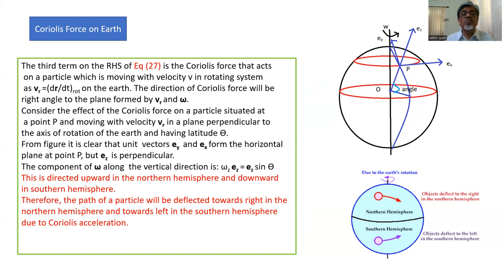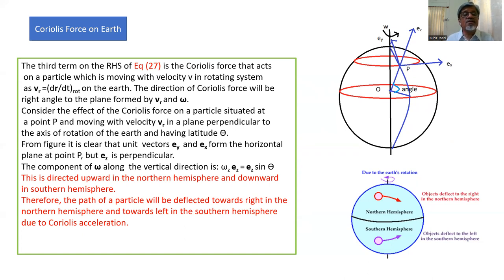The direction of the Coriolis force will be at right angle to the plane formed by v_r and omega. In the right-hand side figure, consider the effect of Coriolis force on a particle situated at a point P and moving with velocity v_r in a plane perpendicular to the axis of rotation of Earth, at latitude theta. So point P is considered over here. At point P the particle is situated and the plane is formed, which is shown by a circle at point P. And the angle theta is made, which is also shown.